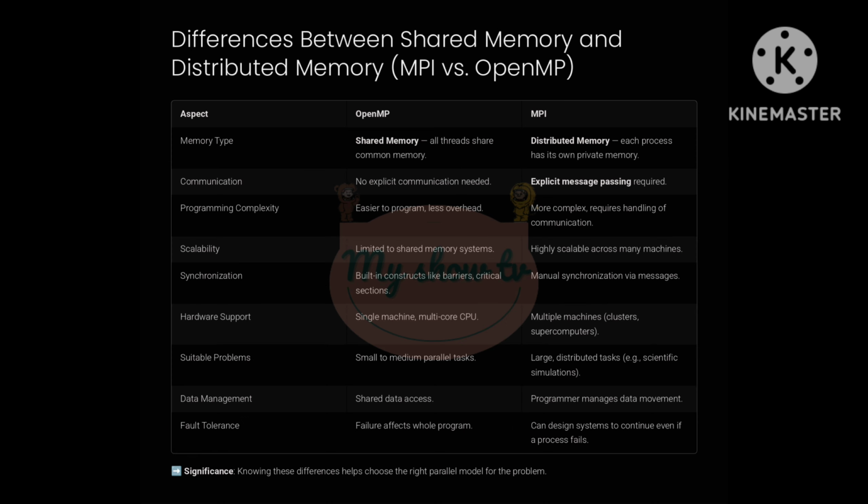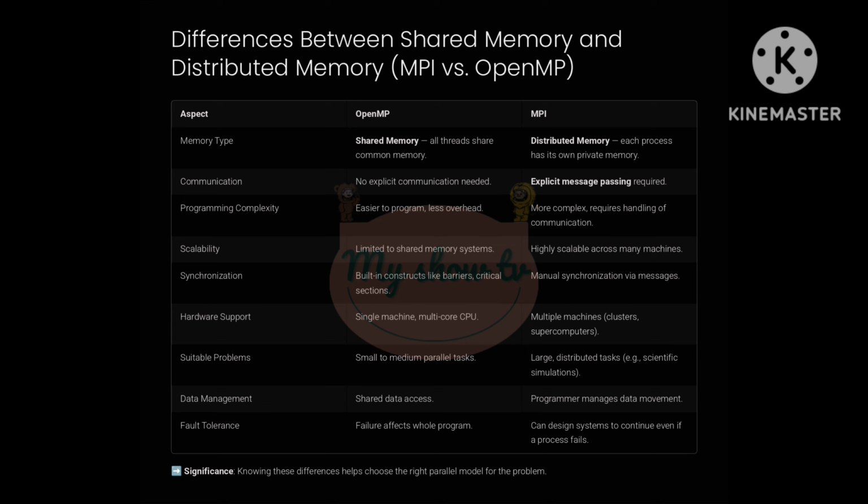Slide 5. Differences between shared memory and distributed memory, MPI versus OpenMP. Now let's discuss the differences between shared memory, OpenMP, and distributed memory, MPI. Very important to understand when choosing a parallel programming model. 1. Memory type. OpenMP uses shared memory, so all threads access the same memory space. MPI uses distributed memory, where each process has its own separate memory.